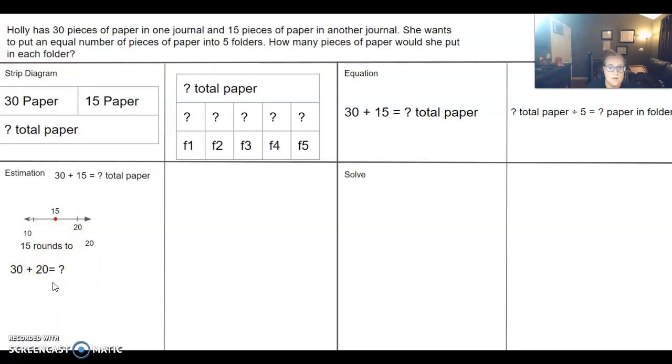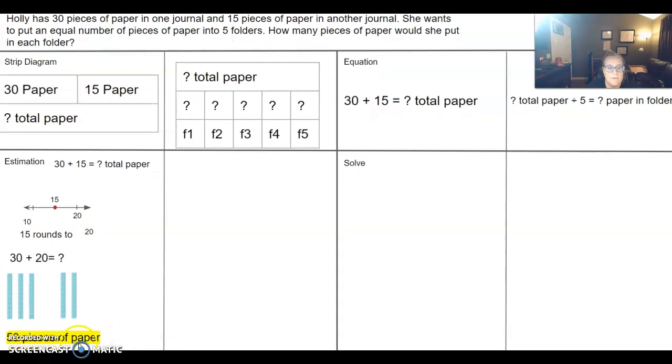Now I'm going to go ahead and use, you know it, base 10 blocks, because I love them. 30, there's my 30 plus 20 more, and when I add 30 plus 20, I get 50 pieces of paper. And remember, I highlighted it just to help me remember I need that for step 2. So when I move into step 2, I'm going to go ahead and bring down my total pieces of paper. My equation that says total pieces of paper divided by 5 equals papers in the folder. Well, I know how much paper I have now. I have 50 pieces, so I'm going to say 50 divided by 5 equals the paper in the folder.